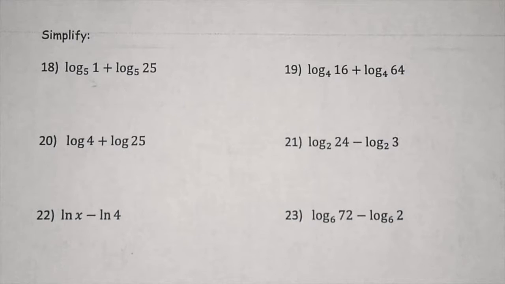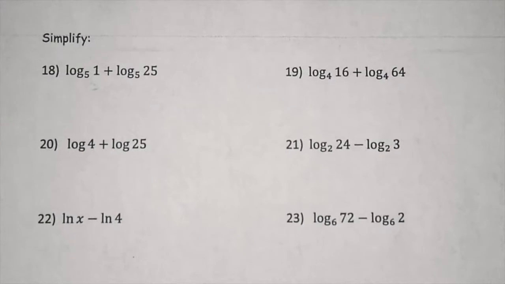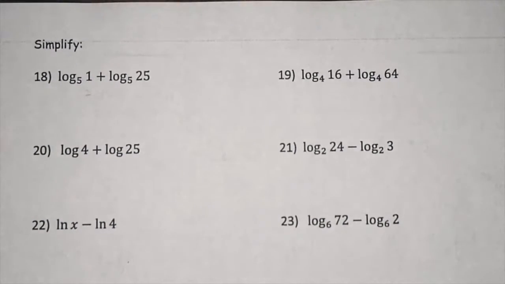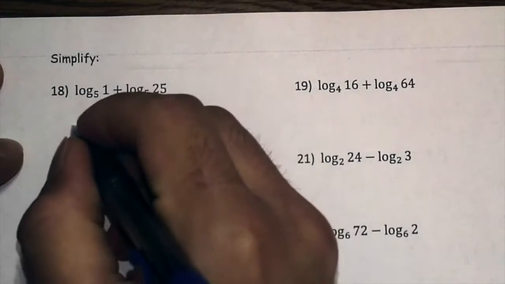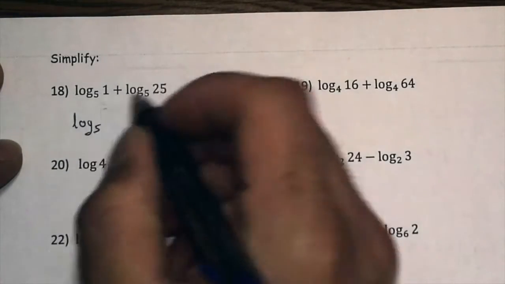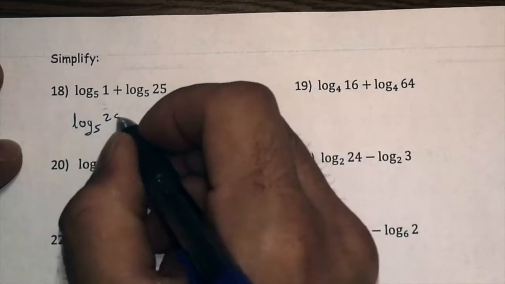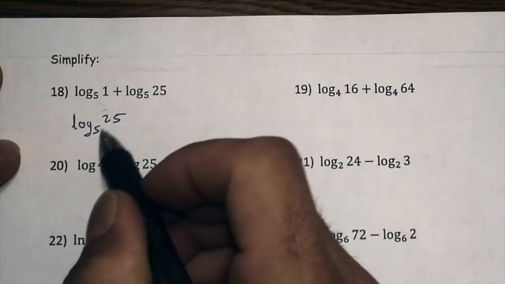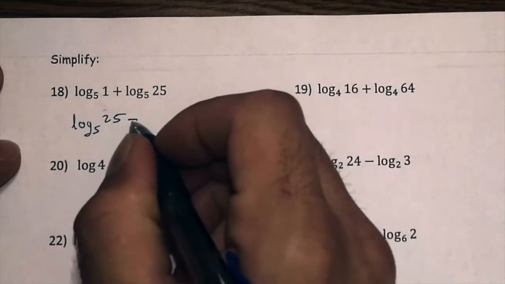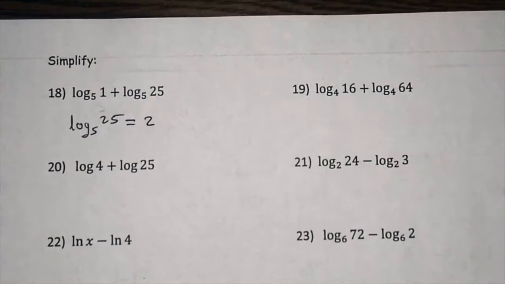So we have to simplify these. Addition means what? We're going to have log base 5 of 1 times 25, which is 25. Well, 5 to what power is 25? 2. So we get 2 as an answer.